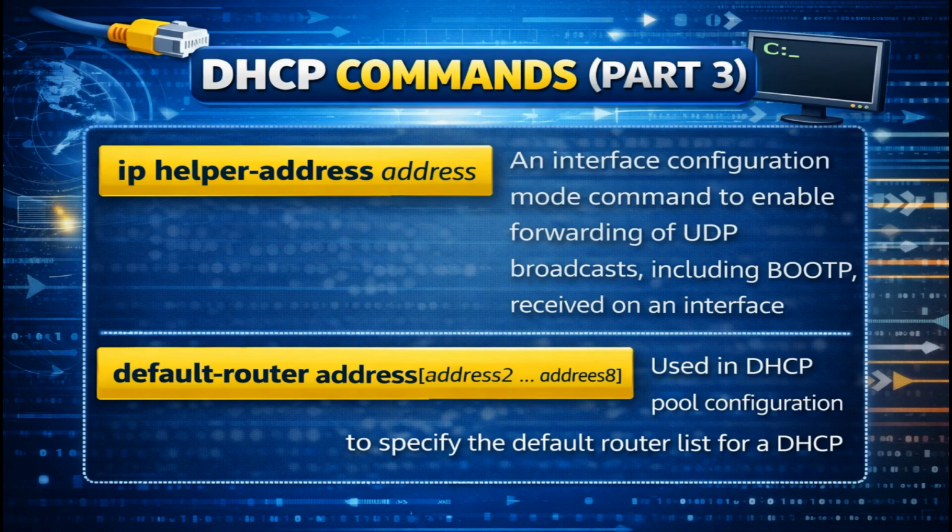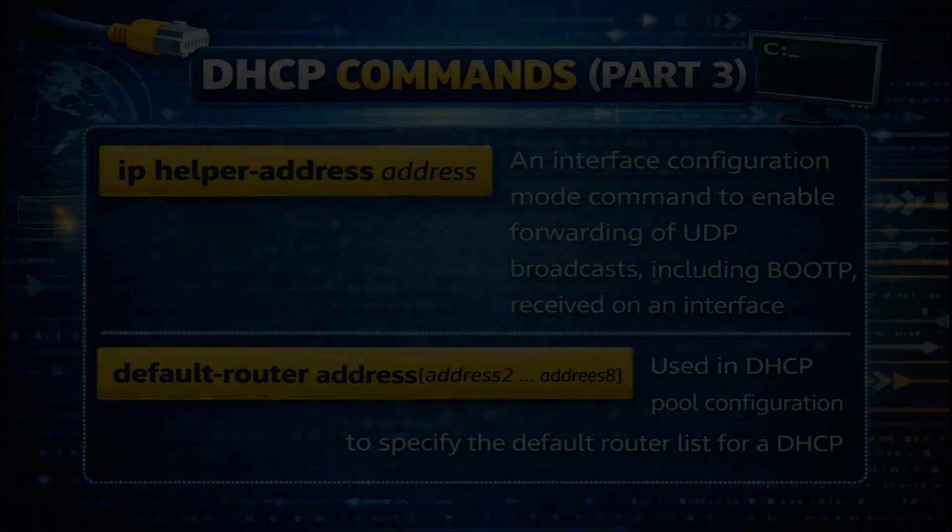Next command, default router, followed by the IP address. This command is configured inside DHCP pool configuration mode. It specifies the default gateway that will be assigned to DHCP clients. In simple words, this tells client devices which router they should use to reach other networks. These commands complete the essential DHCP configuration on a Cisco router. Now you understand how DHCP works across networks and how clients receive their gateway information.